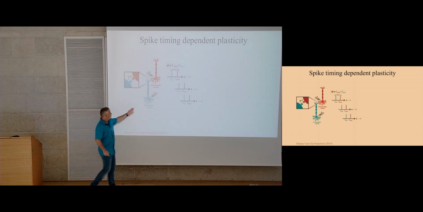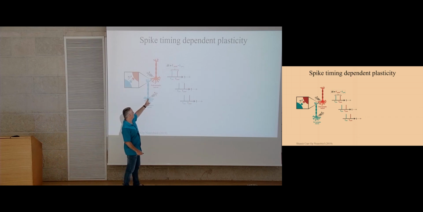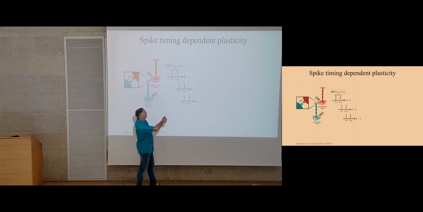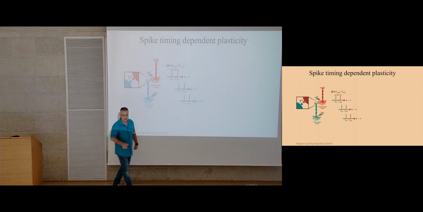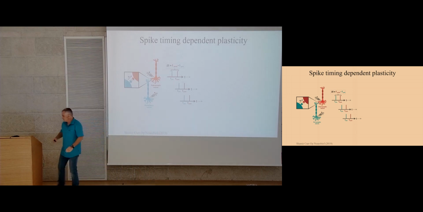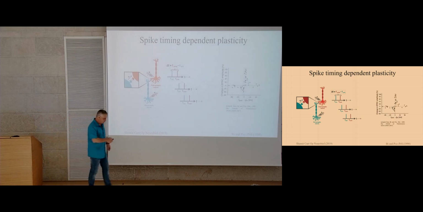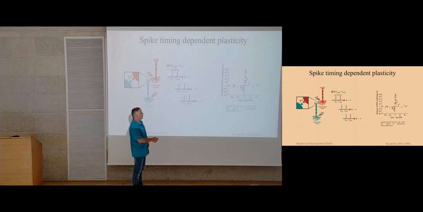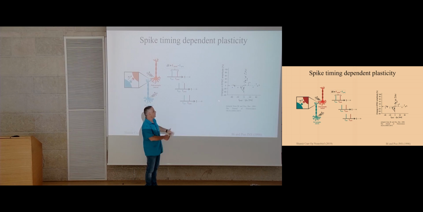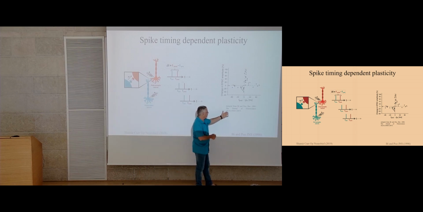So when people pair pre- and postsynaptic neurons, they induce firing in the presynaptic neuron, wait a period of some delta T, and then induce firing in the postsynaptic neuron, wait for a second, and do this again and again, 60 to 100 times. Then they measure the change in synaptic weights after pairing.